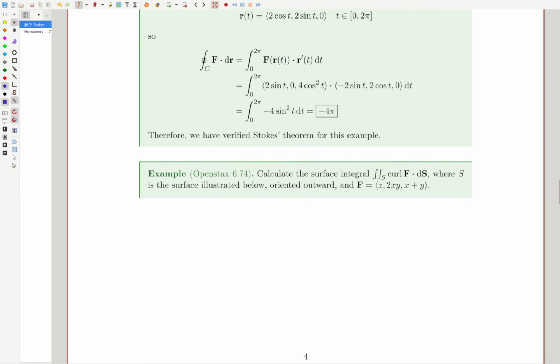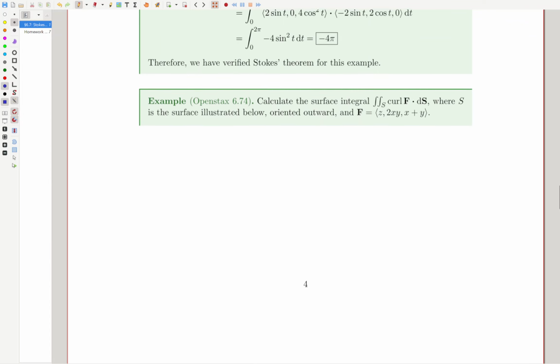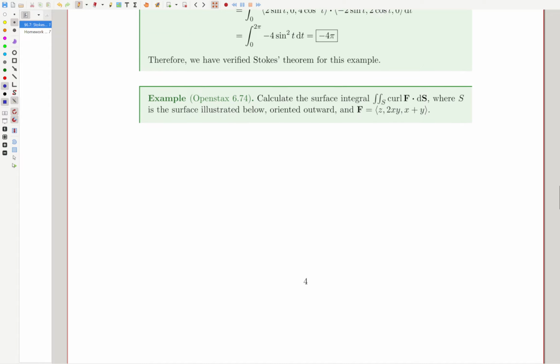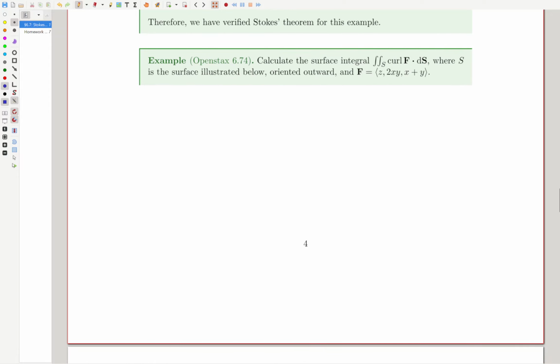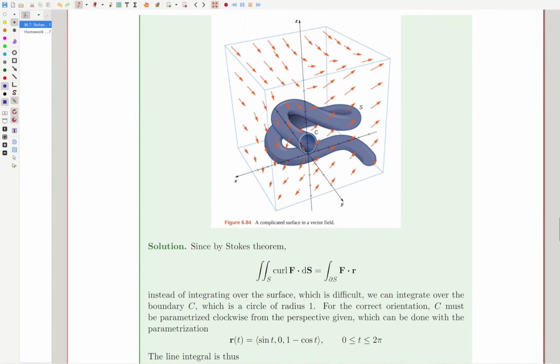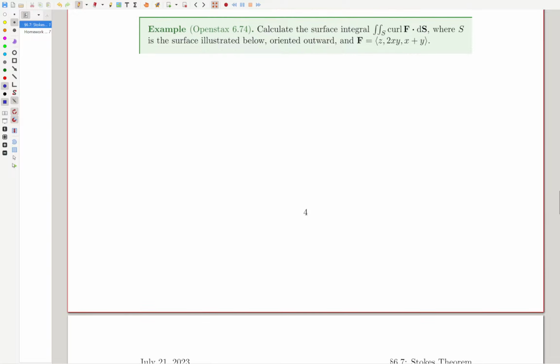Right, so here's another example. This one illustrates an instance when we would want to use Stokes' theorem. We're asked to calculate this surface integral, the curl of the vector field, and we're given this vector field, but the difficulty lies in the surface itself. The surface is this crazy thing, so you don't want to parameterize the surface, because it's probably not possible to, not reasonably. So instead, by using Stokes' theorem, we can parameterize the boundary instead of the surface itself, and we're told the orientation.